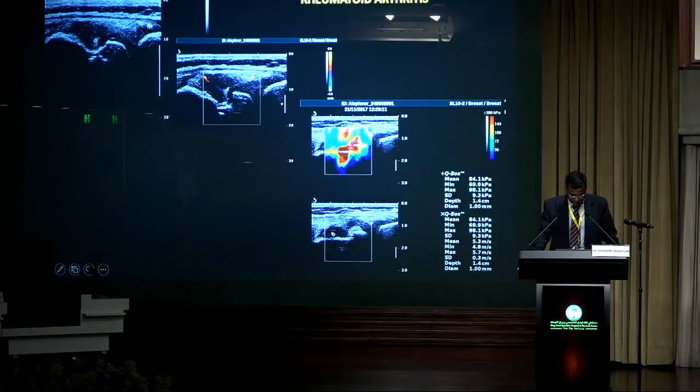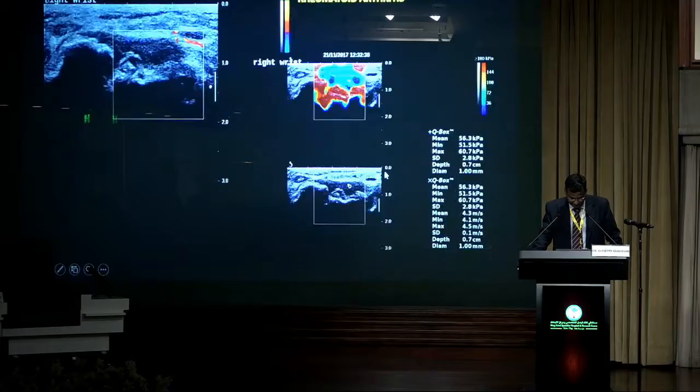Let's see some cases. This is a case of rheumatoid arthritis of the knee joint. The grayscale and color Doppler show minimal color changes, and this is the elasticity color map. You can see the blue changes here, and in the measurement, the mean elasticity was 80.4 and the velocity was 9.3. Another case of rheumatoid arthritis of the wrist. Here you can see there is a lot of synovitis with erosive changes in the bone. This is the elastography map, and you can see the quantitative measurement. The mean elasticity was 56.3 and the velocity was 4.3.